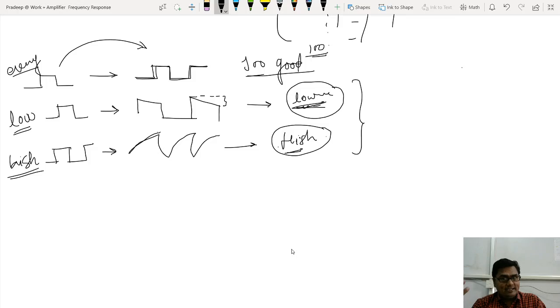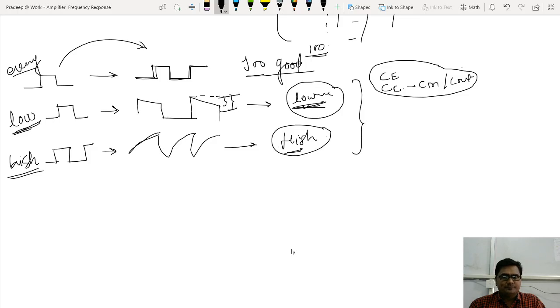Actually, why it happens, we have already studied. At lower frequencies gain reduces, which means output voltage reduces. Why does the output voltage reduce? Because of the bypass capacitor CE and the coupling capacitor CC, maybe C in or C out. Those are responsible for decreasing the output voltage at lower frequencies, which we have studied. So at lower frequencies the output voltage decreases by that much.